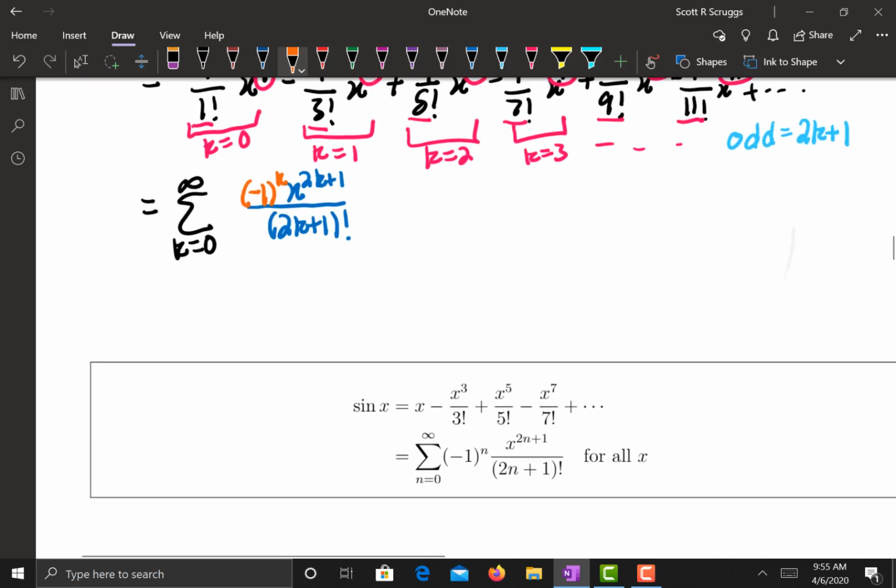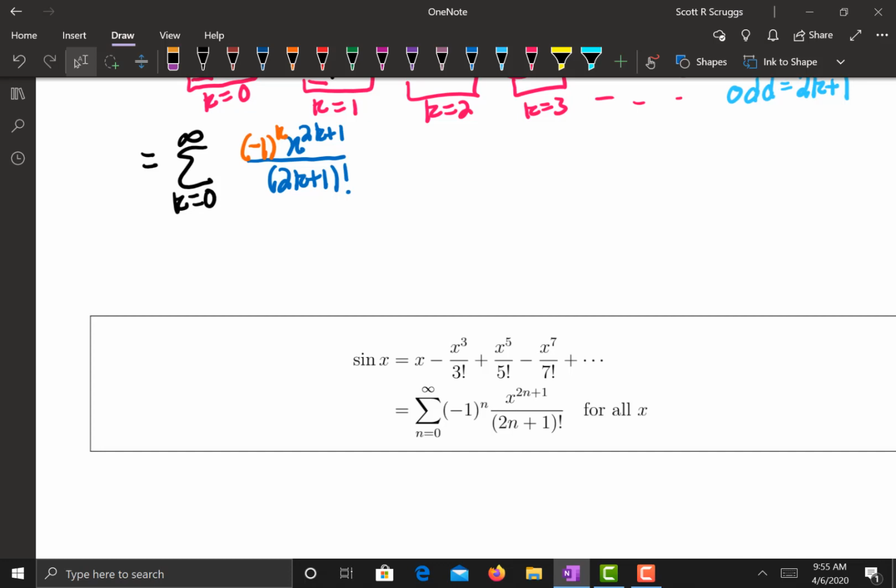Thus, my Maclaurin series for sine of x is the sum from k equals 0 to infinity of negative 1 to the kth power times x to the 2k plus 1 divided by 2k plus 1 factorial.